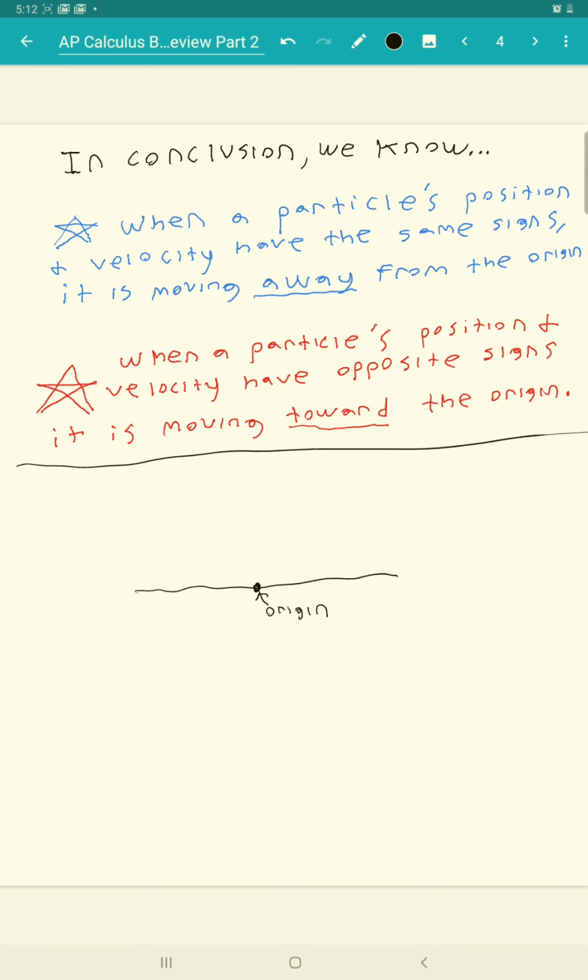So let's say we have a problem, and at 1 second, position is 5, and at 1 second, velocity is 2. If it asks us, is the particle moving toward or away from the origin, we can just draw a number line. We know position is to the right of the origin because it is positive, and we know it will continue to move to the right because velocity is positive.